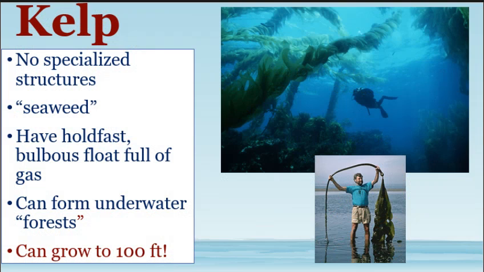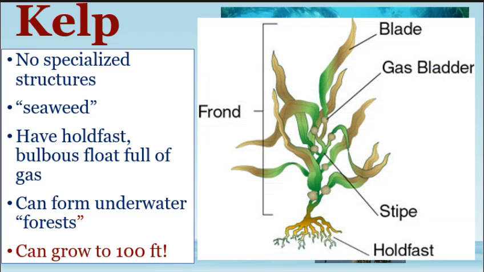Kelp is actually a multicellular version of an algae, seaweed. We call it seaweed. But they don't have specialized structures. They don't have roots. They don't have leaves. They look like they have leaves. They look like they have stems. They even look like they have roots, but they don't. But they can have underwater forests that grow up to 100 feet tall. And instead of a root, they have something called a holdfast, which they hold fast to the bottom so they don't get floating away. They have something called a stipe instead of a stem, and something called a blade instead of a leaf.